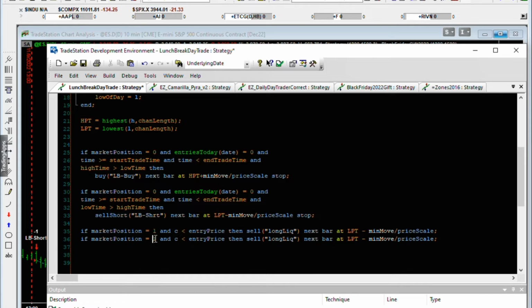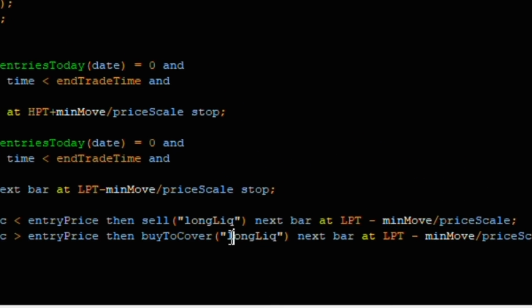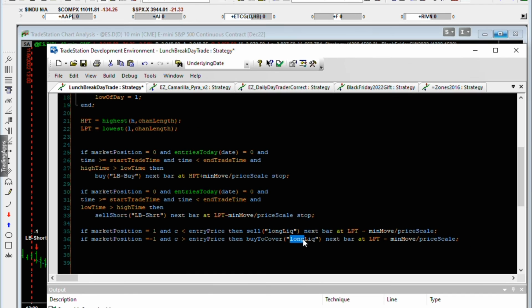Okay. If market position equals -1, close is greater than entry price, then I'm going to buy to cover short exit. I'm just using the 4 letters for short, at H point plus min move divided by price scale. And then I'm going to set exit on close, set exit on close. That's a function.